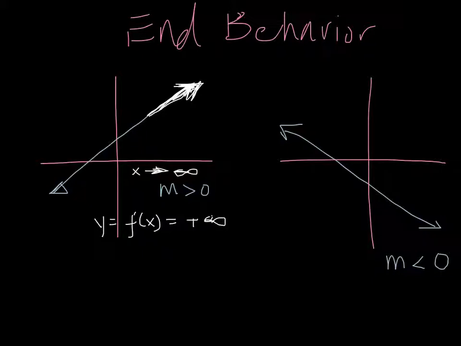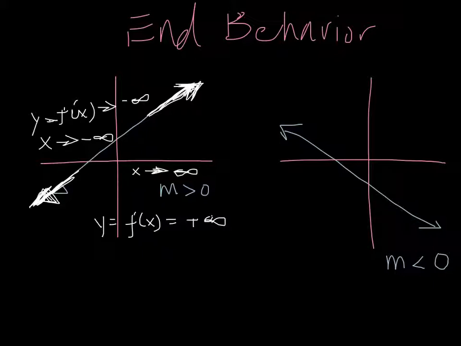Okay, let's talk about the left side of the graph. As x gets smaller and smaller, as it approaches negative infinity, going to the left of my graph, what are my y values doing? Well, my graph's going down. My y, which is f of x, is approaching negative infinity also. Okay, that's end behavior. That's what we're talking about here.